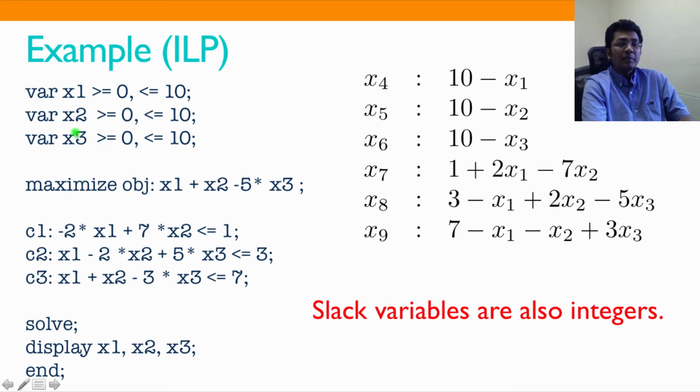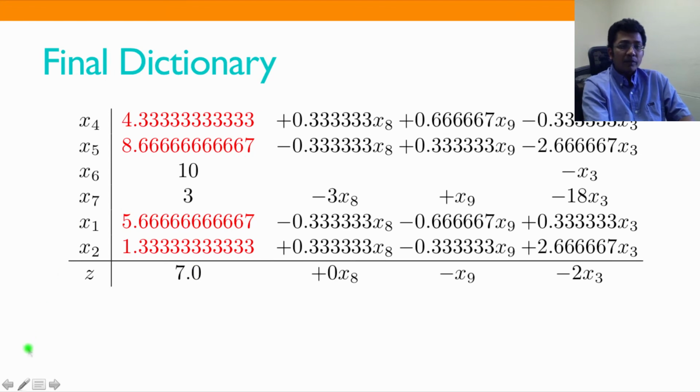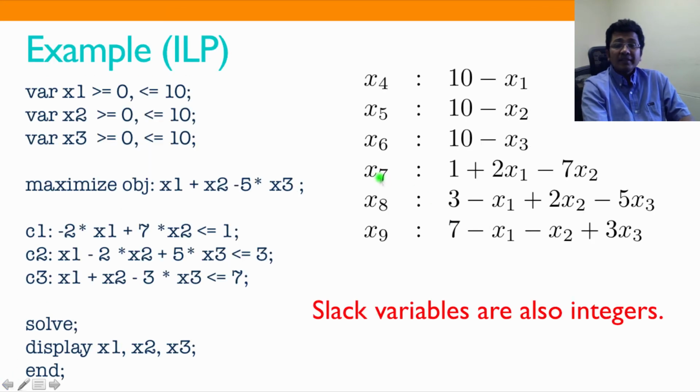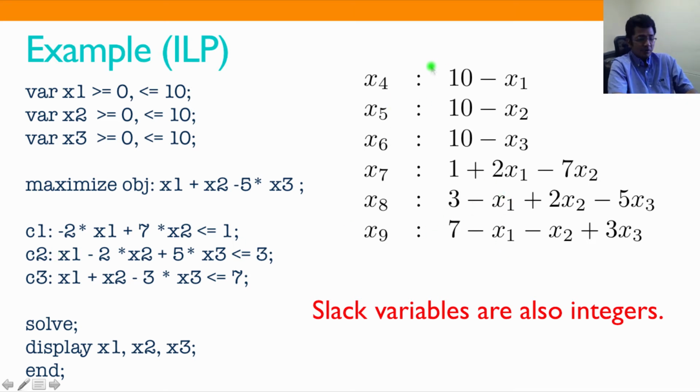So this is an example ILP, even though the problem that I've shown here is that of the LP relaxation. Now I can add slack variables x4, x5, x6 for these 3 constraints, less than or equal to 10, less than or equal to 10, less than or equal to 10. So I get 10 minus x1, 10 minus x2, and 10 minus x3. So going back, we have x7, x8, x9 corresponding to c1, c2, c3. And this is just standard. I've just added it, and I've skipped the various steps in doing so.